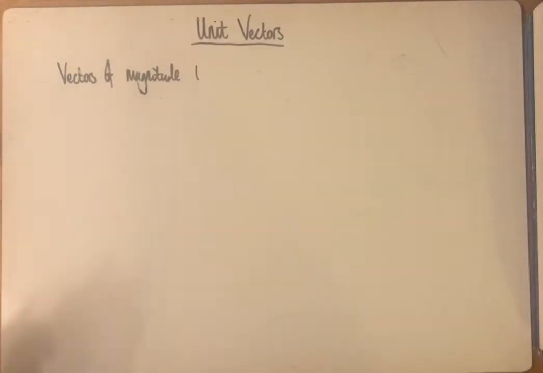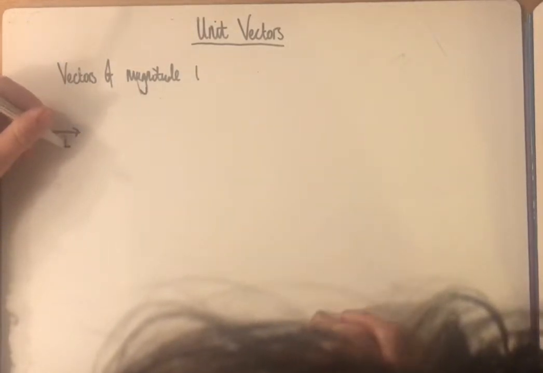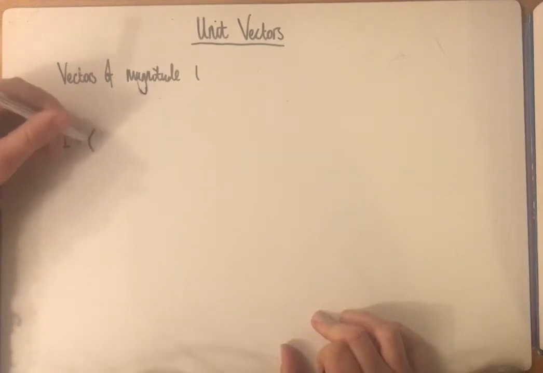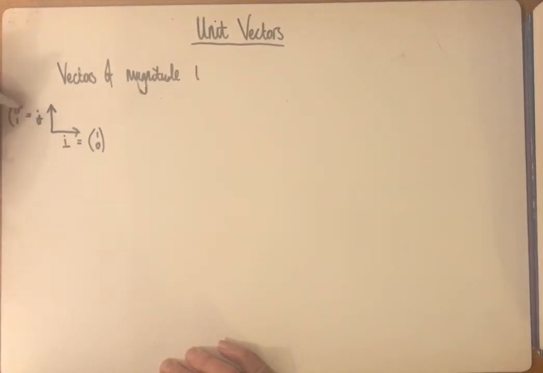Okay, unit vectors. These are vectors of magnitude 1. So you've already met a couple of unit vectors. One being i, which is the same as (1, 0). So that's a vector of magnitude 1 in the positive i direction, the positive x direction. And j, which is the vector (0, 1), so magnitude 1 in the positive y direction. But you could have a vector of magnitude 1 in any direction.